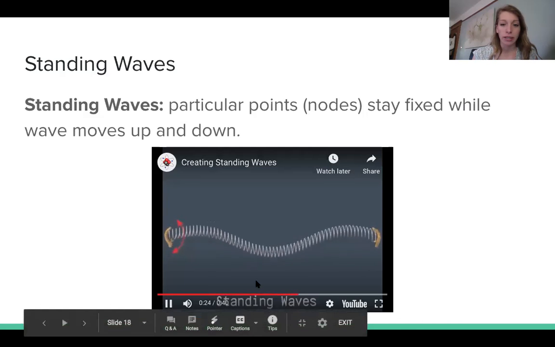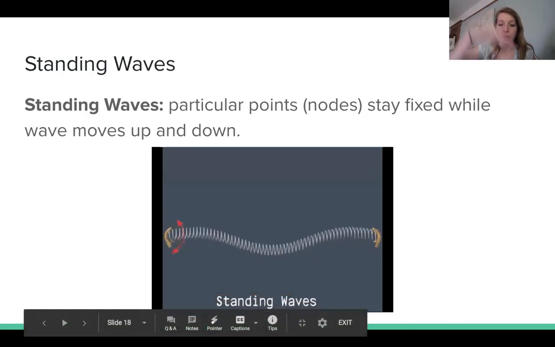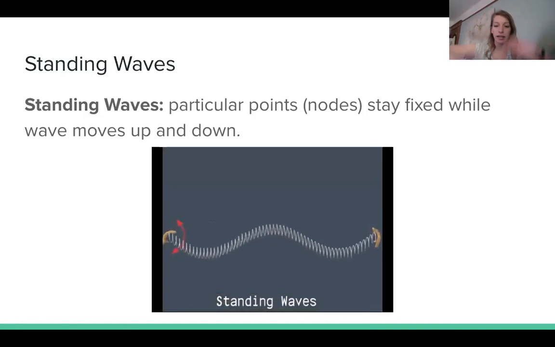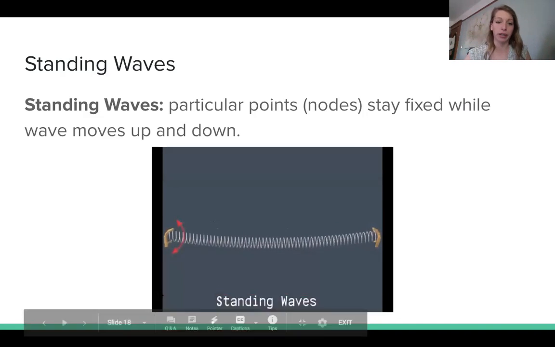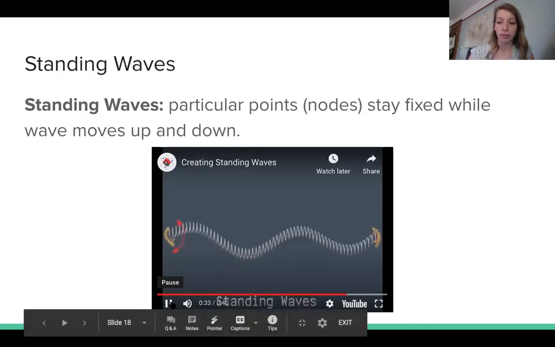You can move it again. So you can see the wave is moving, but rather than traveling like this, it's standing and just flopping back and forth. That's what a standing wave is. We're going to spend quite a bit of time on that over the next couple of weeks.